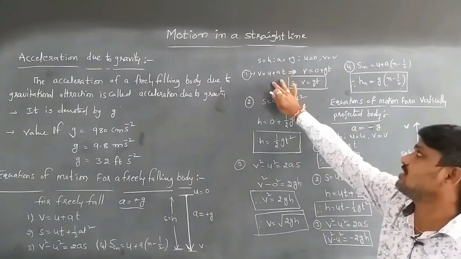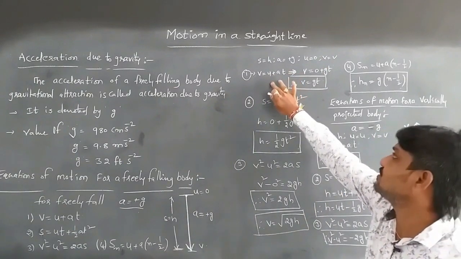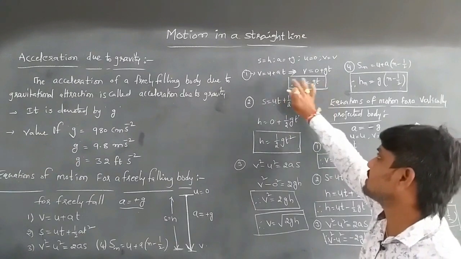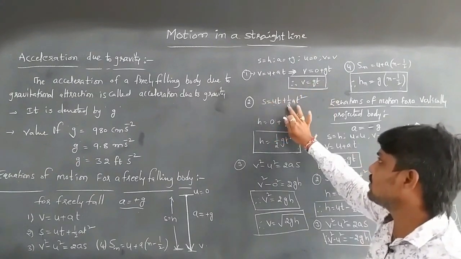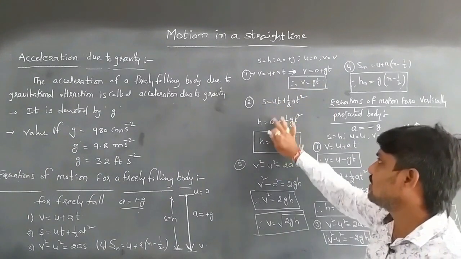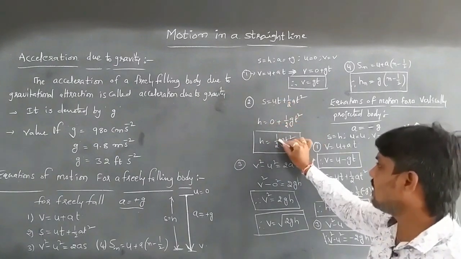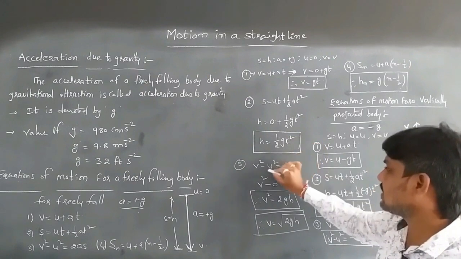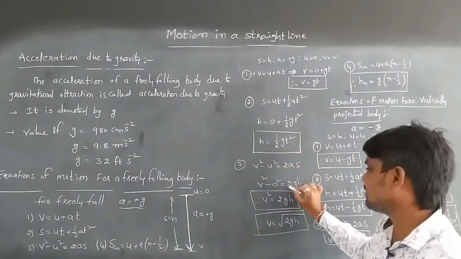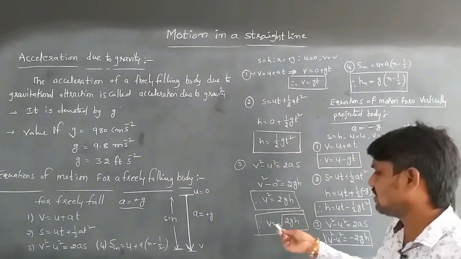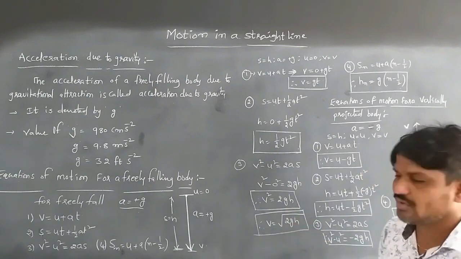From the first equation of motion, by substituting the values, we get v is equal to gt. From s is equal to ut plus half at square, u is equal to 0, so that term becomes 0, that is h is equal to half gt square. And v square minus u square is equal to 2as. From this relation, v square is equal to 2gh, or v is equal to root 2gh, we can also write.